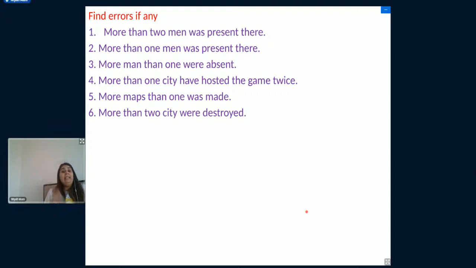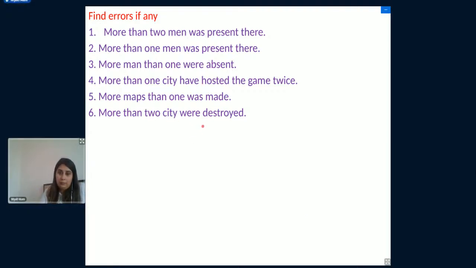Okay. Find the errors if any. More than two men were present there, was present there. More than one man was present there. More men than one were absent. More than one city have hosted the game twice. More maps than one was made. More than two cities were destroyed. Okay, see.